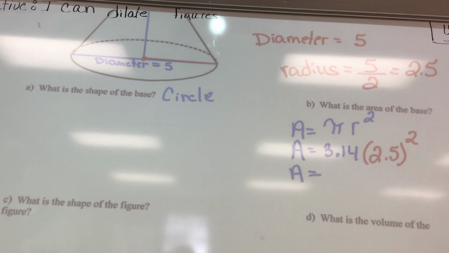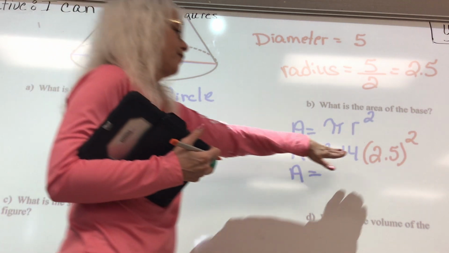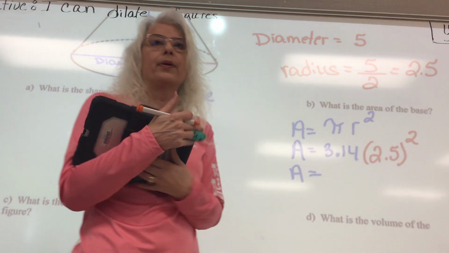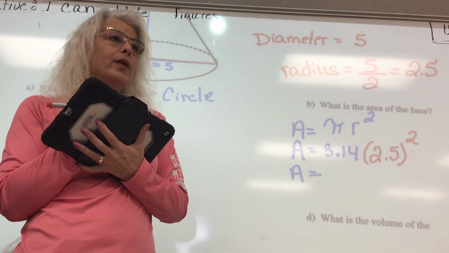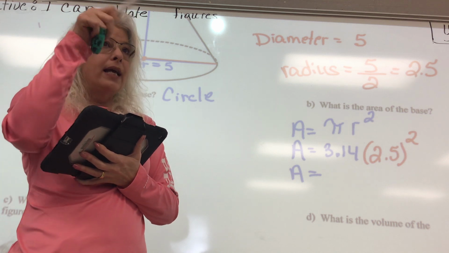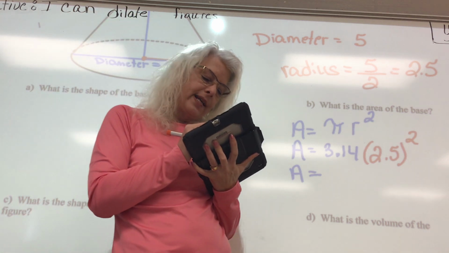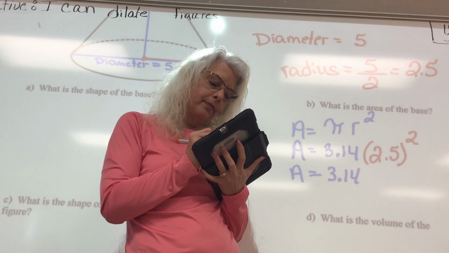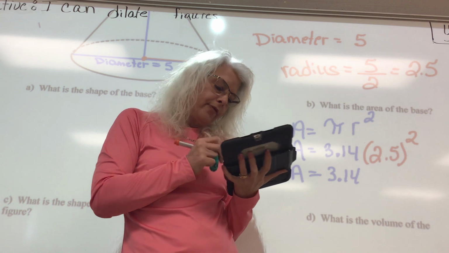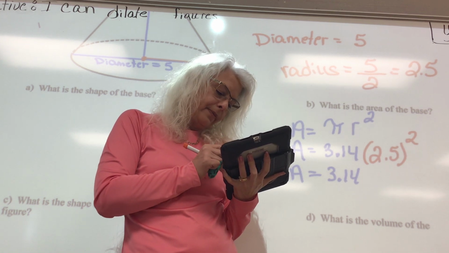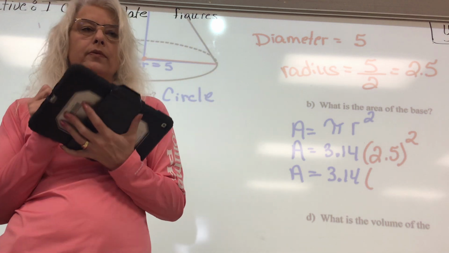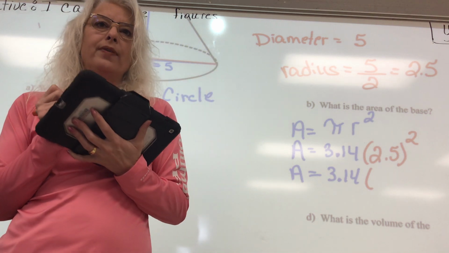So the first thing that I need to do, do I need to multiply 3.14 and 2.5, or do I need to take care of the exponent? According to the order of operations, what's the first thing you do? Exponents come first. So you're going to write down 3.14. Now, in your calculator, find out what 2.5 squared is.